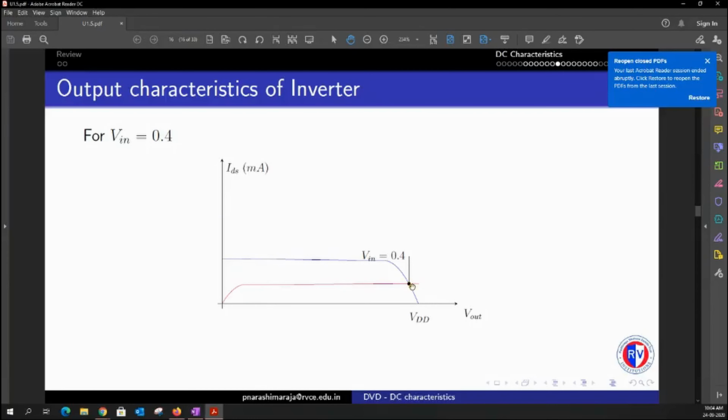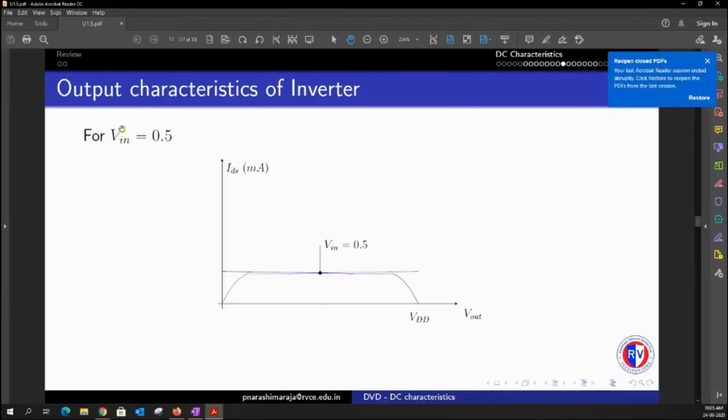Even in the previous case, you could see our NMOS transistor was in the saturation region, but our PMOS transistor was in the linear region. Even for this input, we have a similar condition. Now let us go for an input that is equal to 0.5. Under this condition, you can see that both these points intersect somewhere midway, where both the transistors are in the saturation region.